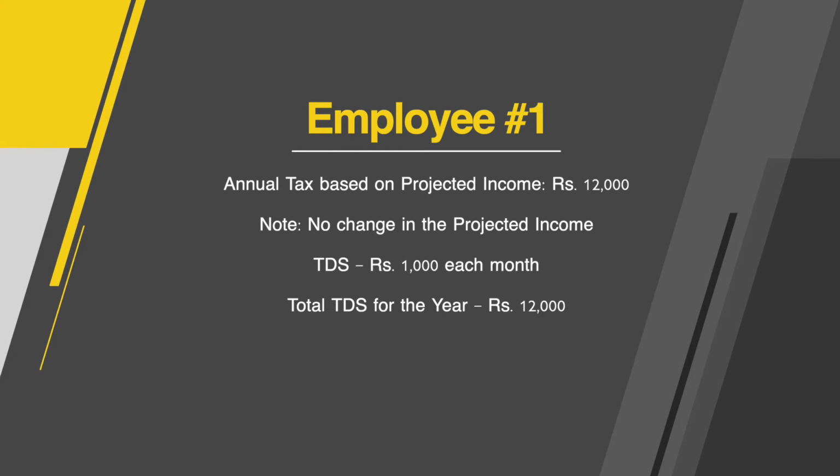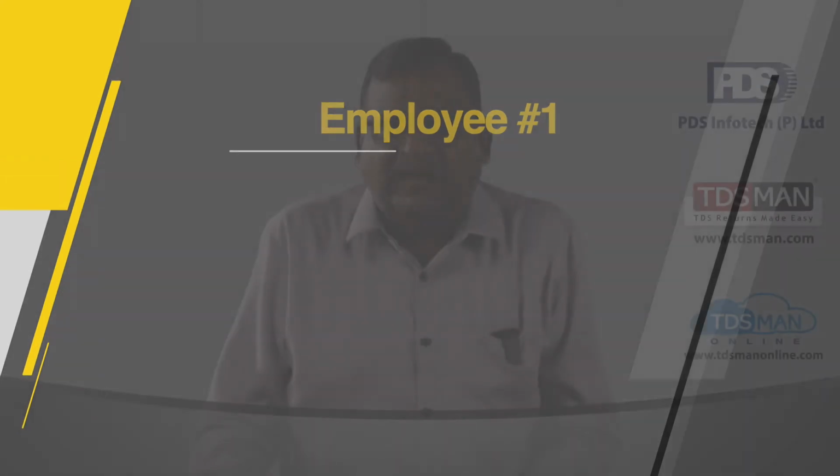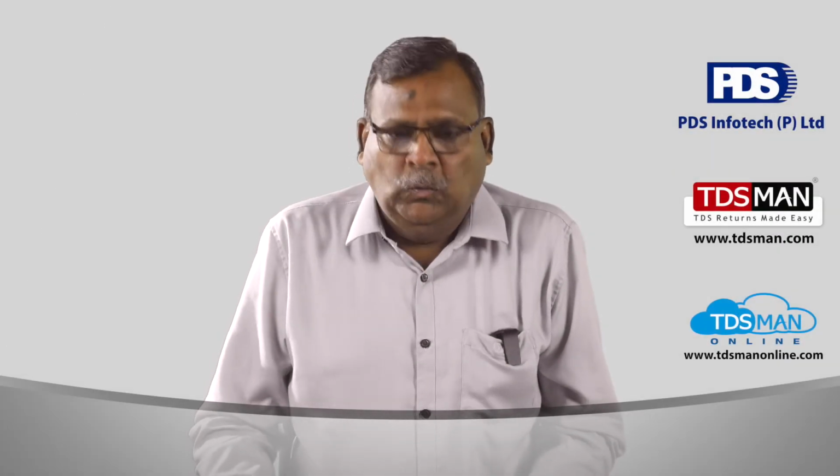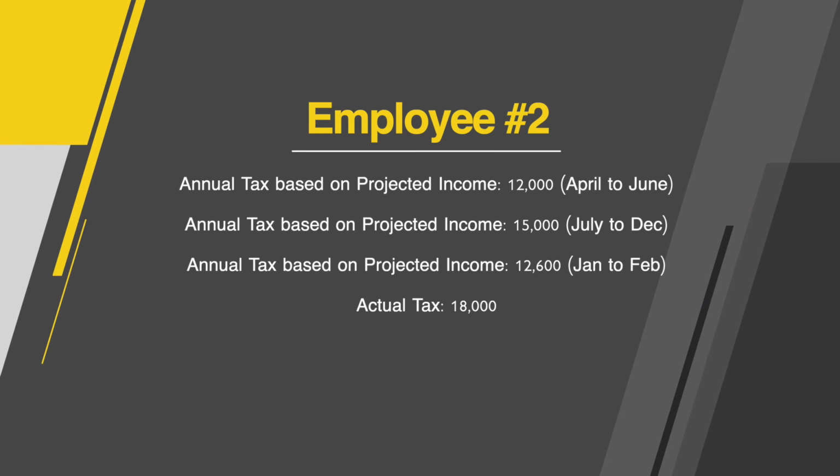you'll see that, assuming there is a particular employee who had 12,000 rupees to be paid as tax, the projected tax was 12,000 rupees, and nothing has changed for him throughout the year. So he is paying 1,000 rupees per month. There's no problem for this. This is the easiest scenario that is possible. Now, when it comes to option 2, you will see that the projected tax for the first 3 months was 12,000. For the next 6 months, it was 15,000. And for the next 2 months, it was 12,600. And the actual tax for the whole year came out to 18,000 rupees.